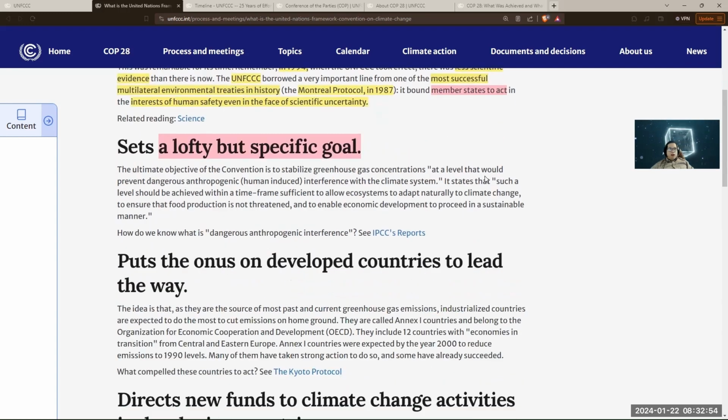Without a goal, we're headed nowhere. So the ultimate objective of this convention is to stabilize the greenhouse gas concentration at a level that would prevent dangerous anthropogenic, right? Anthropos means human, interference with the climate system. What it means is that we hold the greenhouse gases at a certain reasonable level that doesn't create a significant change of the climate system.